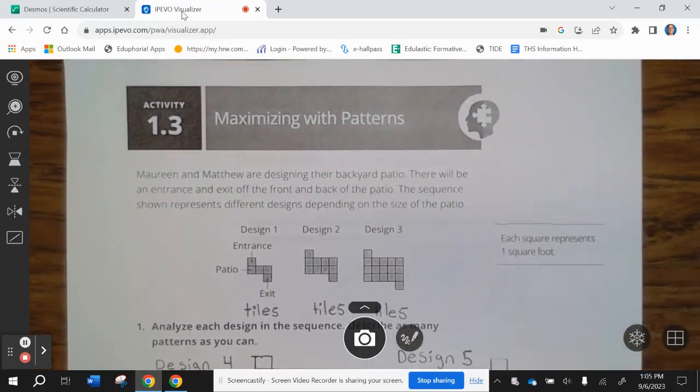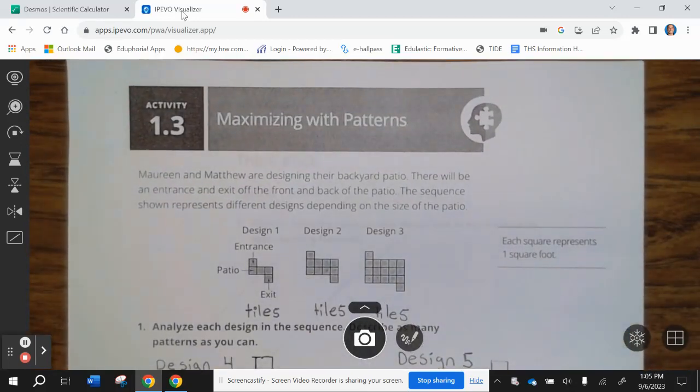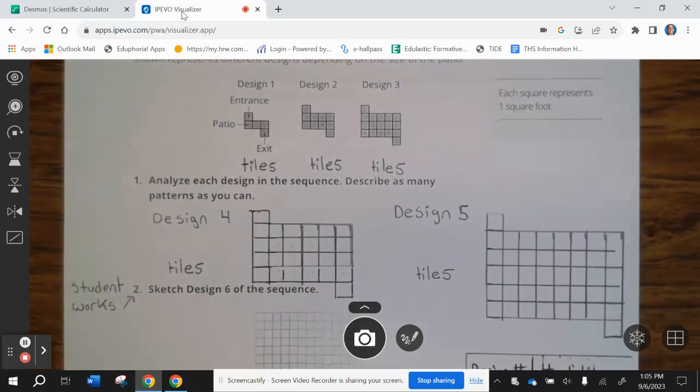All right, 1.3, maximizing with patterns. Marina and Matthew were designing their backyard patio. There will be an entrance and exit off the front and back of the patio. The sequence shown represents different designs depending on the size of the patio. Analyze each design in the sequence. Describe as many patterns as you can. Okay, so here is design 4, design 5.